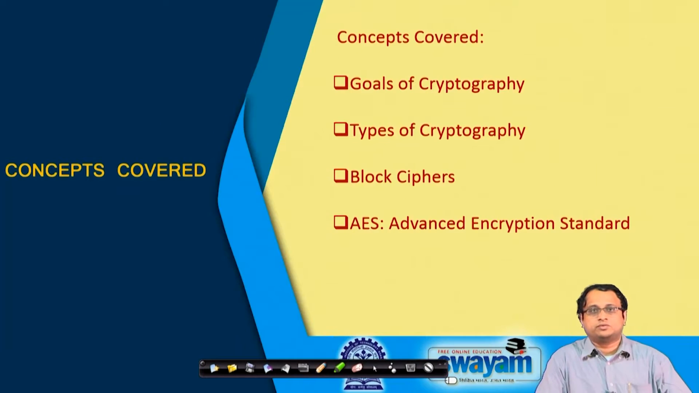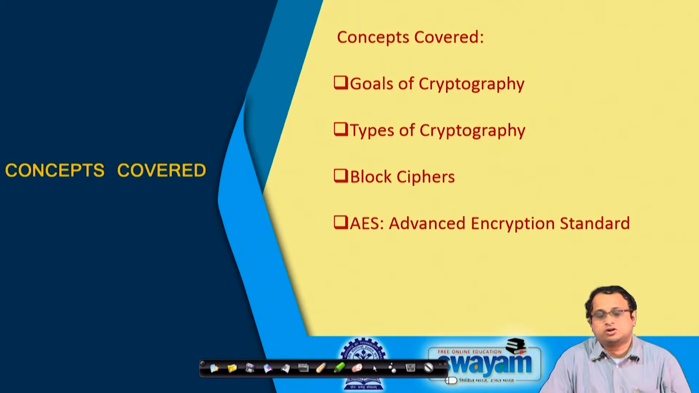To start with, the concepts we shall be covering in today's class: we shall try to understand the goals of cryptography and the various types of cryptographic algorithms, I would say broad classifications of cryptographic algorithms. In particular, we shall look into block ciphers, which are a very common form of cryptographic algorithm used to encrypt bulk volumes of information or data. And we shall look into one particular block cipher, called AES or Advanced Encryption Standard, which is the de facto worldwide standard for block ciphers.